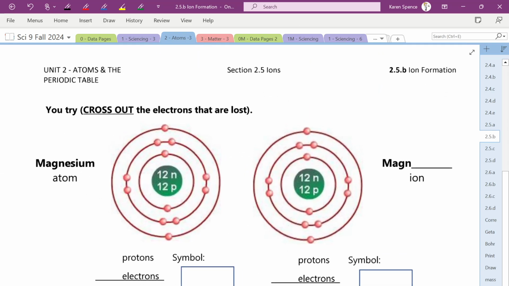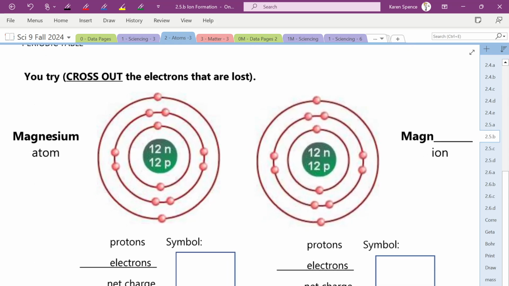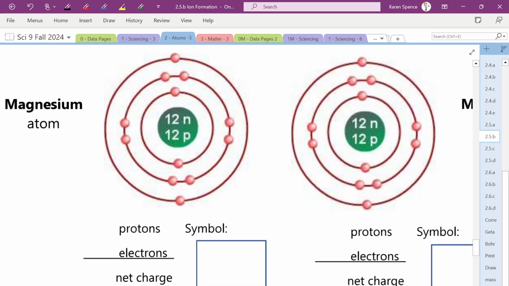Now this one, if life were perfect, you'd be able to erase things, but we can't erase them, so we're going to cross them out. Here we have magnesium, okay, and this is a magnesium atom. How many protons in this magnesium atom? 12, you can see it right there. 12 protons. How many electrons in this magnesium atom?